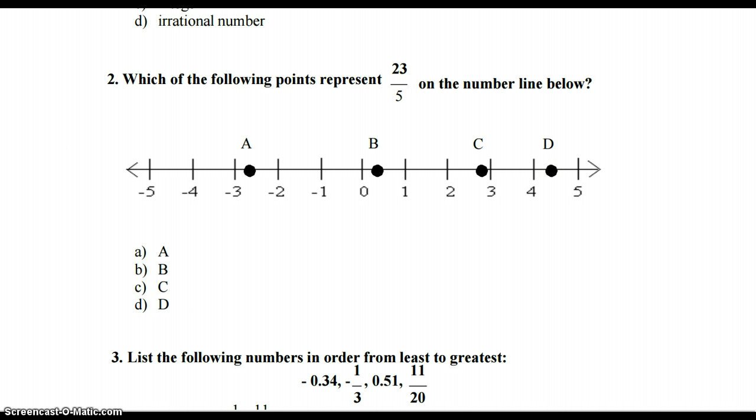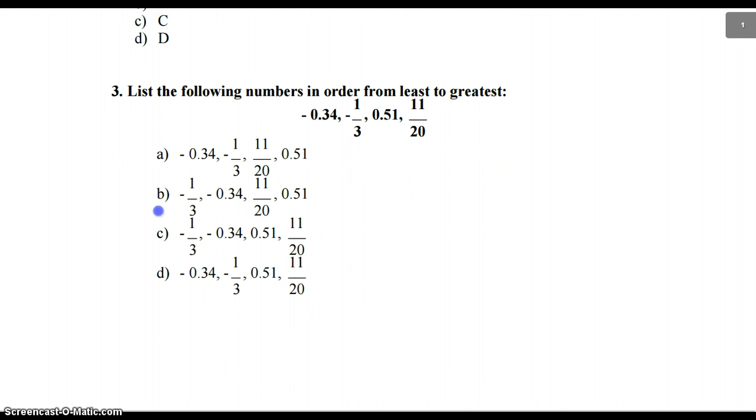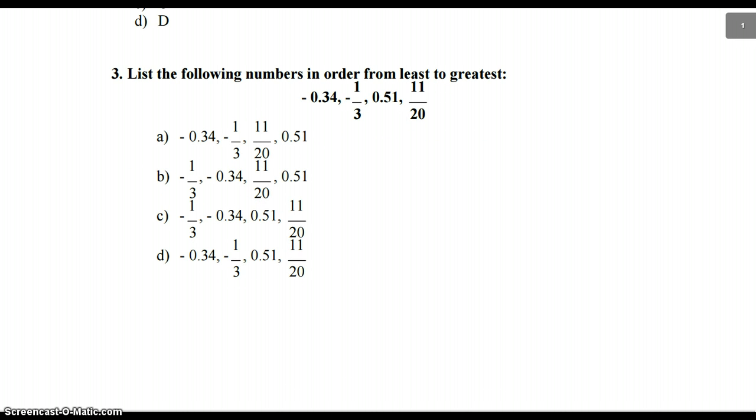All right, number 3. List the following numbers in order from least to greatest. Okay, a couple options here. You could turn everything into decimals, or you could change everything into fractions, get a common denominator. That's not always the easiest thing to do, depending on what denominators you're working with. So I'm going to do a little bit of both. First things first, our 2 negative numbers are going to be the first 2, because they're going to be smaller than the positives. So let's compare our 2 negatives here.